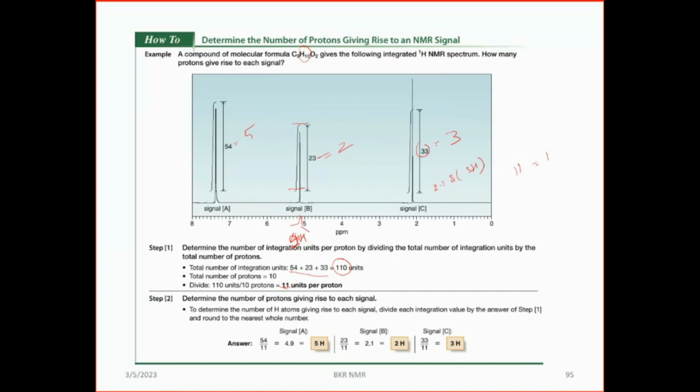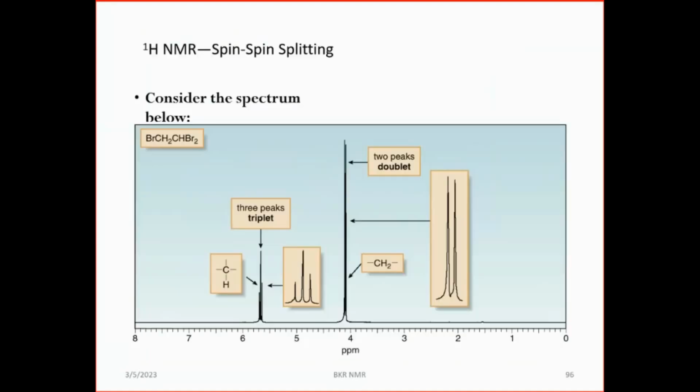Is that okay? In NMR, normally in CSIR GATE, I have not seen this type of problems so far. So don't worry about this. This is okay, but you should know it. Okay, wow. Is that okay for all of you? Yes, ma'am. Okay, okay.